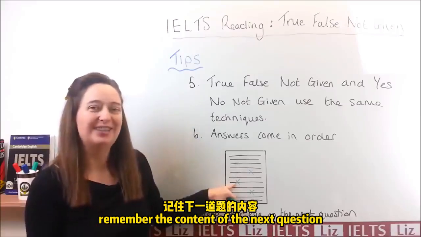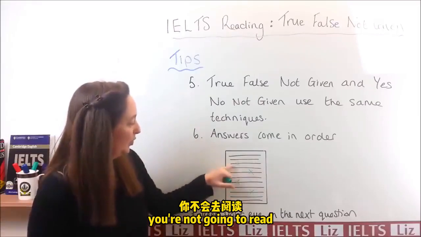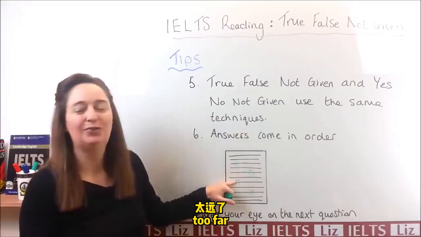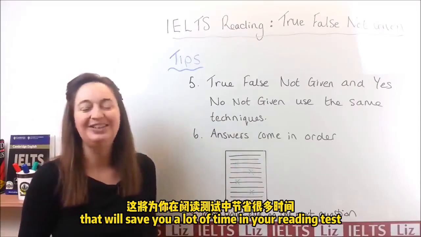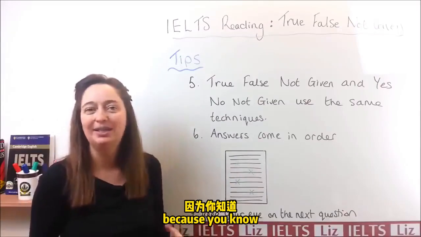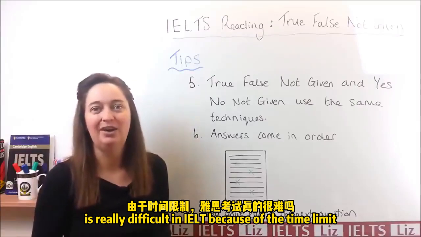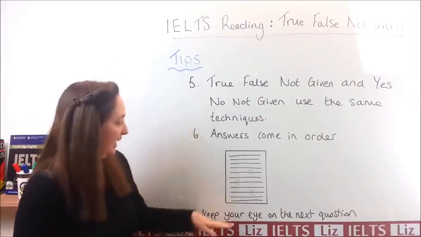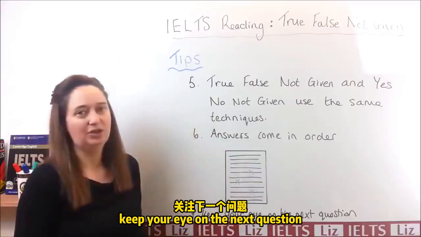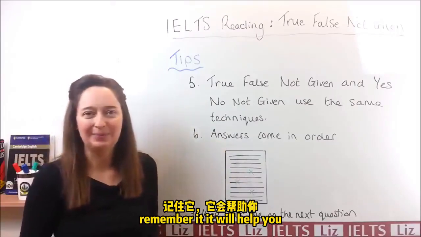Remember the content of the next question so that when you try to find question number 2, you're not going to read too far. That will save you a lot of time in your reading test because you know reading is really difficult in IELTS because of the time limit. So saving time is very important. Keep your eye on the next question. The answers come in order. Remember it, it will help you.